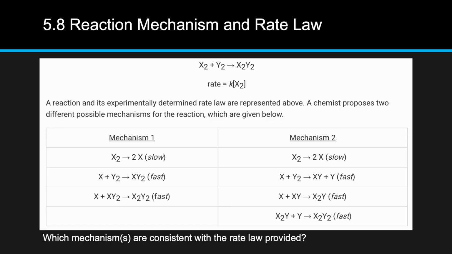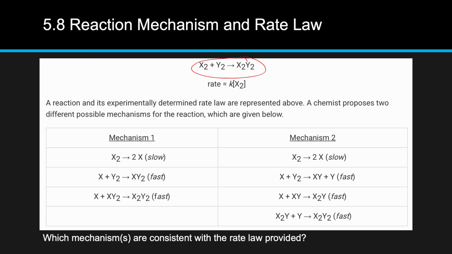All right, this example says a reaction and its experimentally determined rate law are represented above. A chemist proposes 2 different possible mechanisms for the reaction, which are given below. So when we're given both the overall equation and the rate, you have to make sure your mechanisms first follow the rate and also cancel out all intermediates to get your final overall equation. So first, let's focus on rate and make sure both of the mechanisms follow that rate law.